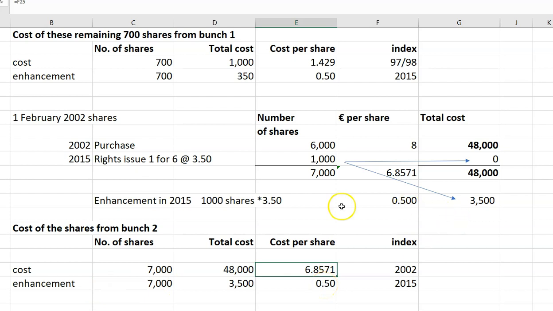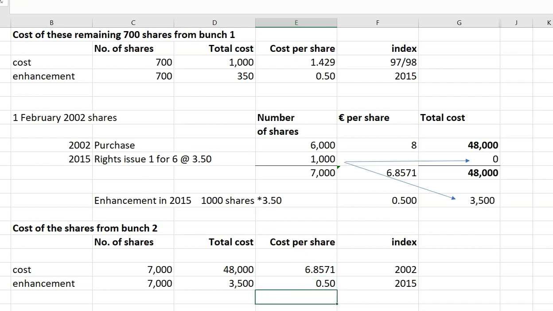People get confused and think it was 350. When they sell the shares, they start multiplying them by 350 because that's what the rights issue was. But the enhancement is the total enhancement expenditure divided by the total number of shares remaining. So you're going to end up with something different from the cost per share of the rights issue. That's important. A lot of the time people get confused and start multiplying. They say the enhancement is 350 per share, which it's not.